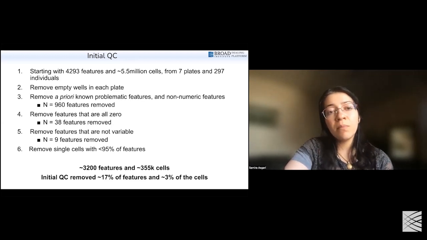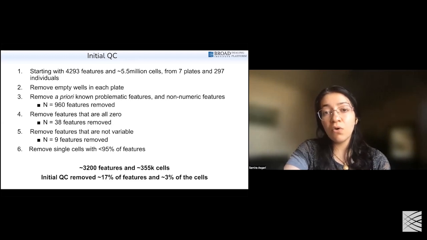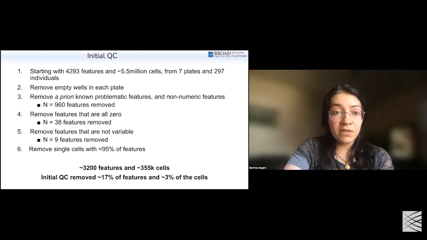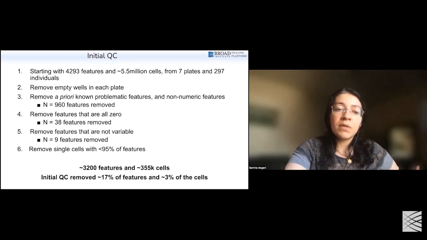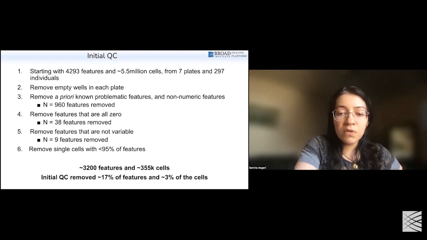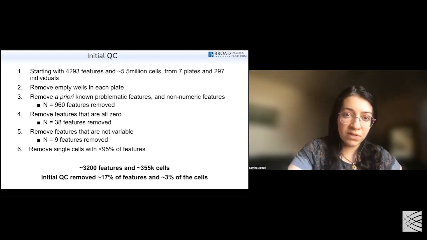So we started with about 4,000 features and over 5 million cells, which is a very, very large number of cells if you're familiar with single cell technology. And then at the first step, we removed some features and some cells based on a number of criteria that are listed on the slide that I'm not going to go into. But this first QC step left us with about 3,000 features, and most of the cells passed this QC. So only about 3% of the cells were removed.